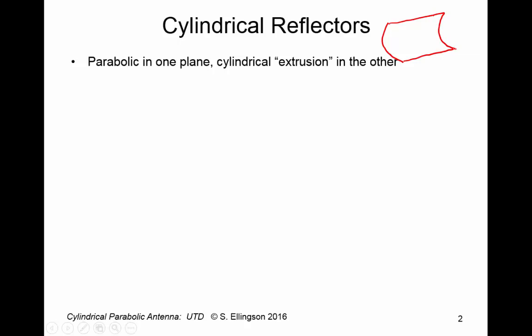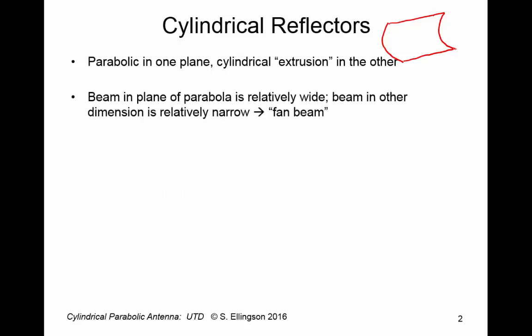Now I've probably talked in detail about this type of antenna in a previous lecture. The beam in the plane of the parabola is typically relatively wide, and the beam in the other dimension is relatively narrow. So we refer to the type of beam that this type of antenna generates as being a fan beam. The applications of cylindrical reflectors include air surveillance radar and radio astronomy.